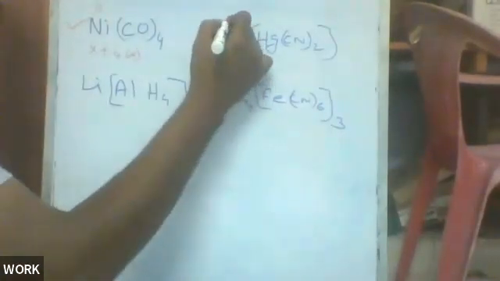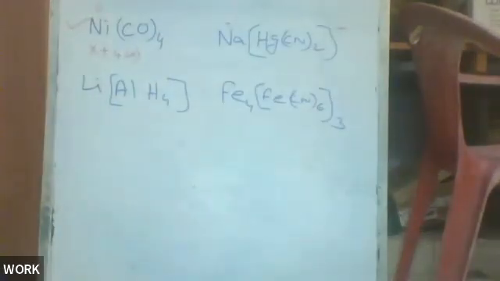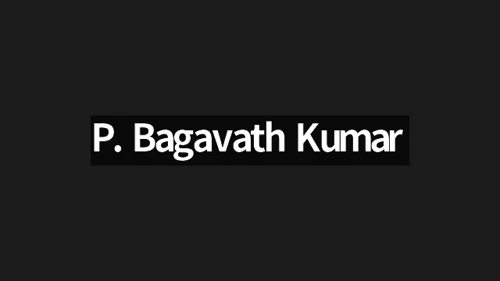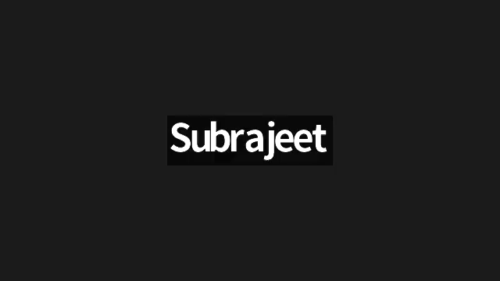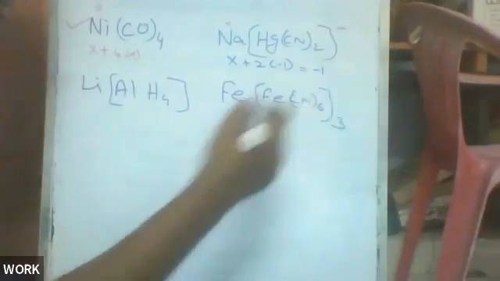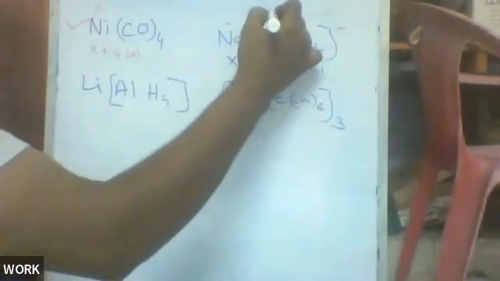Sodium means Na plus. Then the coordination part will have a minus charge, right? Am I right? You tell me the oxidation state of mercury. Cyanide, X plus 1, 2 into minus 1, that is equal to minus 1. So X equals plus 1. So mercury becomes plus 1.